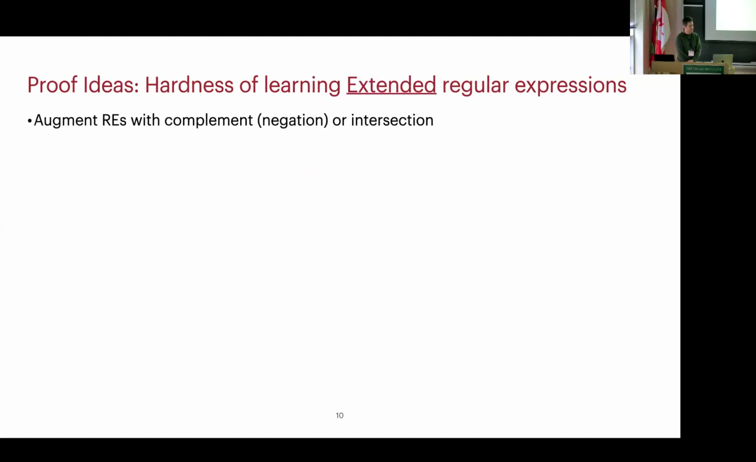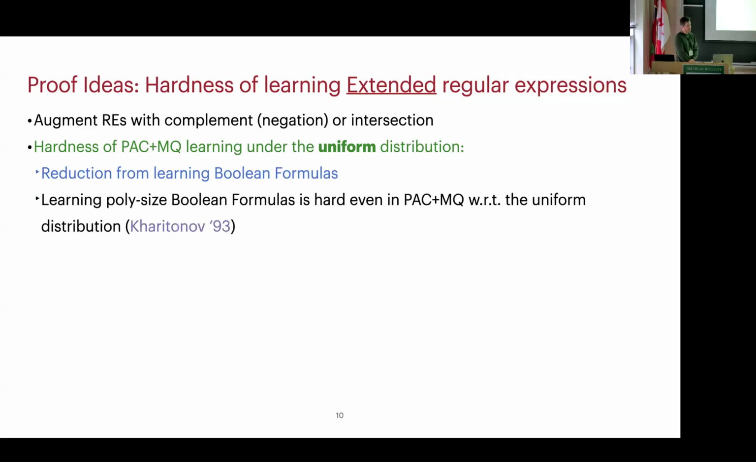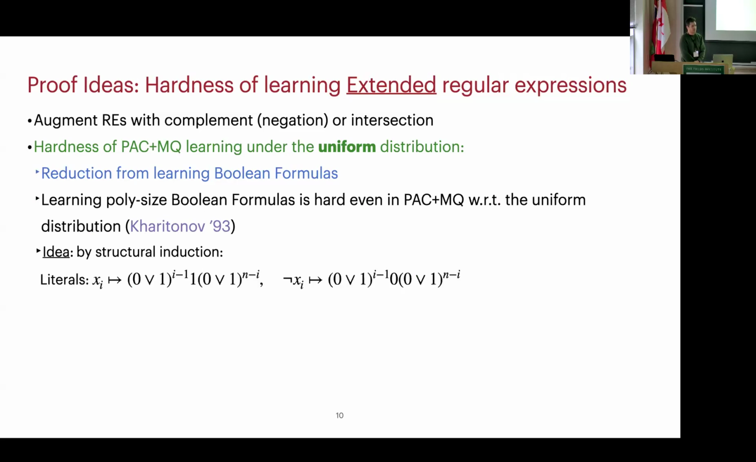For extended regular expressions, meaning we augment the regular expression with complement and intersection, we can prove hardness in PAC and MQ with respect to the uniform distribution by a reduction from Boolean formulas. This is a well-known result from the 90s by Kharitonov. The proof idea is also quite simple. We can map any literal to a string of length n, and the operators are defined inductively, and we prove it by a structural induction.